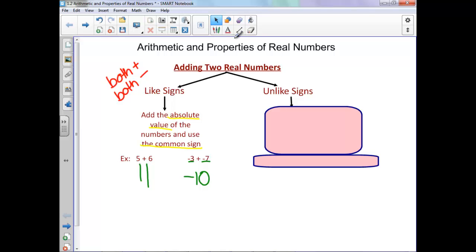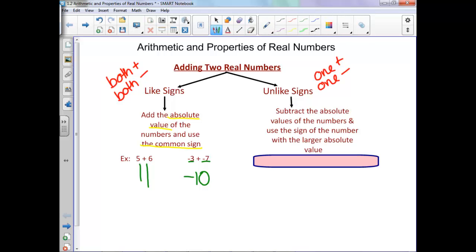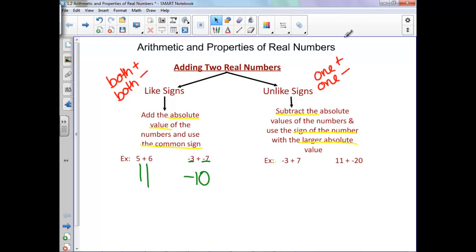When they have unlike signs, what this means is one is positive and the other one is negative. And so to do this, we subtract the absolute values and use the sign of the number with the larger absolute value. So for example, if we have negative 3 plus 7, we would do 7 minus 3 is 4. The 7 was positive, so our 4 is positive.